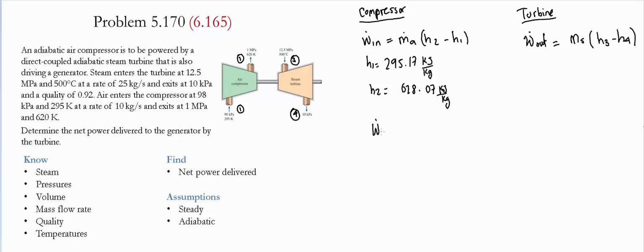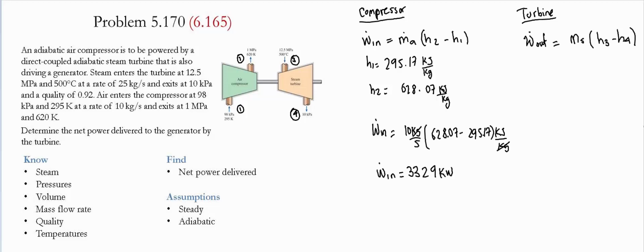So the work into the compressor is equal to the mass flow rate of air, which is 10 kilograms per second, times h2, which is 628.07, minus 295.17, in kilojoules per kilogram. Kilogram and kilogram cancel, and kilojoules per second is a kilowatt. Therefore, the power driving the compressor is equal to 3,329 kilowatts.